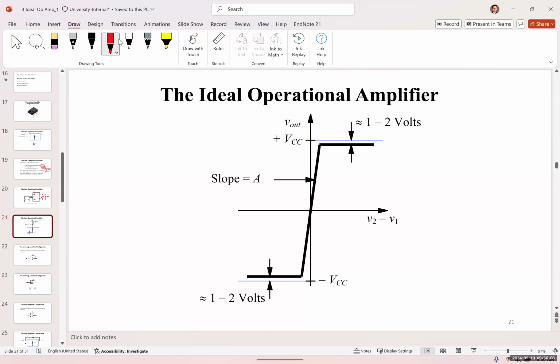In an ideal operational amplifier, the slew rate, the slope is almost infinite, so you have a very large slew rate, and the output voltage is usually 1 to 2 volts less than the VCC, negative and positive VCC.